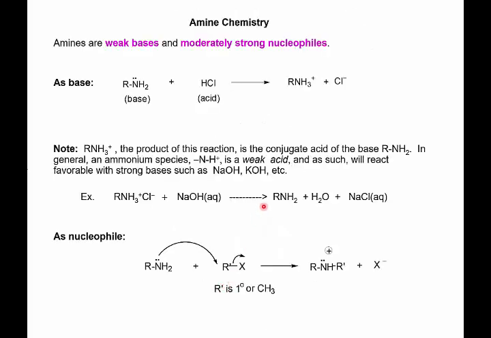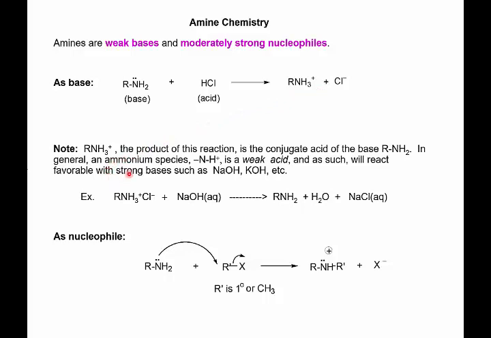All right, let's talk about some basic amine chemistry. Amines chemically function as weak bases or moderately strong nucleophiles. As bases, you can see an acid-base reaction if you treat an amine with an aqueous acid like HCl. HCl being strong, there's a favorable acid-base reaction where HCl protonates the amine nitrogen to the ammonium ion. The product of this would be called an ammonium chloride salt.